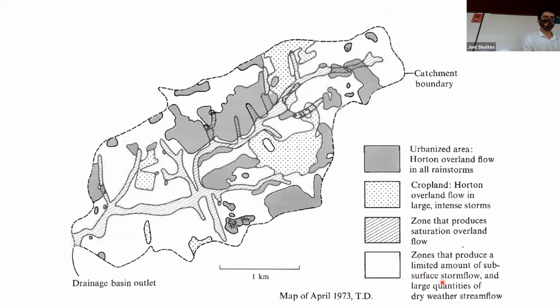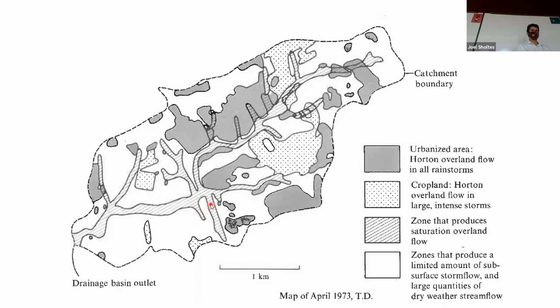Then the white is zones that produce limited amounts of subsurface storm flow, large quantities of dry weather stream flow. The idea here is that these white areas have more infiltration capacity. Maybe they're sandier. So you can think of them as recharge areas. Rainfall that hits these soils is more likely to go down into the water table rather than running off on the surface, and contribute to base flow and the stream flow. And then finally, the hatched areas are areas where we expect the water table to rise. So it's low swales and streams and floodplains. And when that water rises, it's going to be saturated, and you'll get that direct saturated excess overland flow.